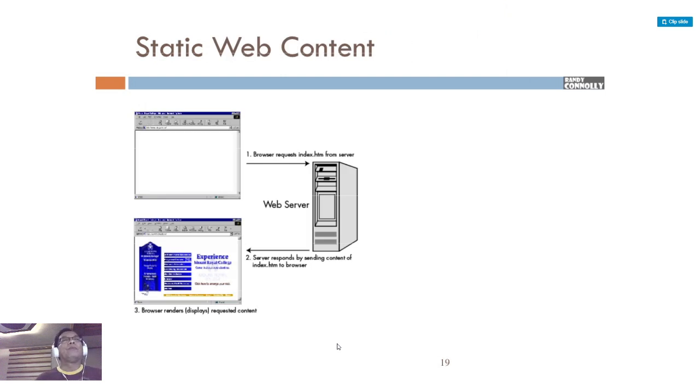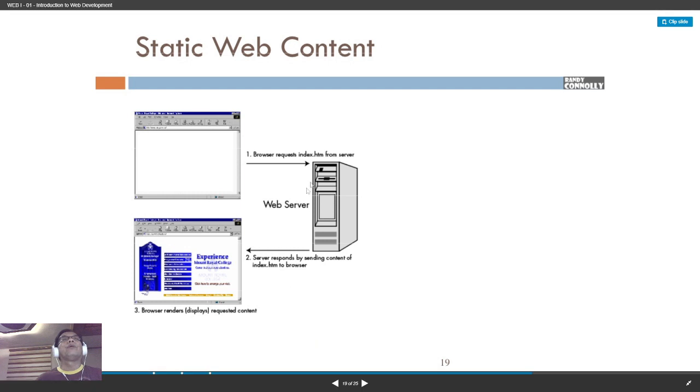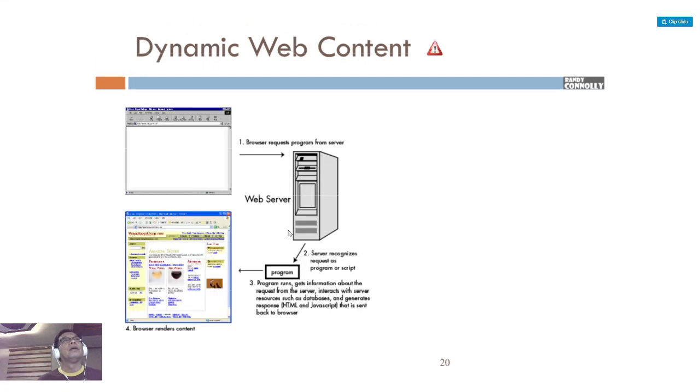For static web content, the browser requests index.html from the server, then the web server just responds by sending the content of index.html to the browser. Then the browser renders or displays the requested content. So just request, then display.